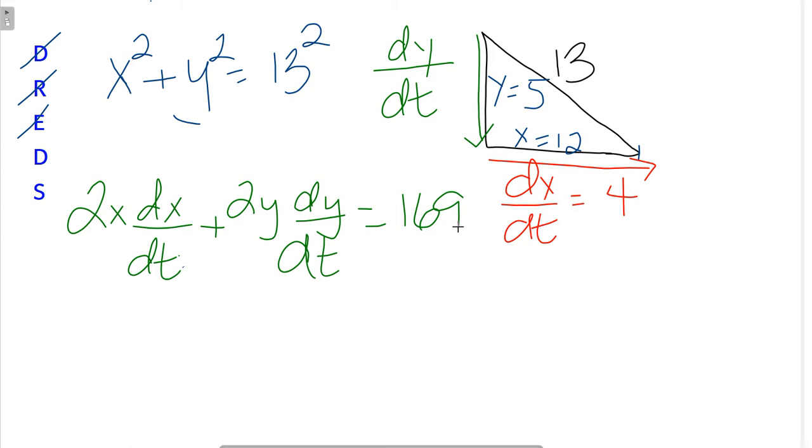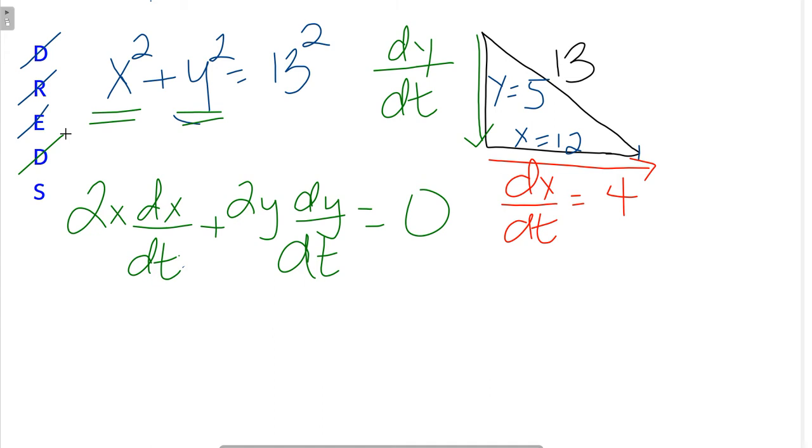So we have done the derivative. Actually, we have not done the derivative. What's the derivative of a constant? Derivative of a constant is 0. So derivative of x squared is 2x dx dt, derivative of y squared is 2y dy dt, and the derivative of 13 squared, which is just 169, the derivative of a constant is 0. Okay, now we've really done the derivative, and so we can go ahead and substitute our information in.